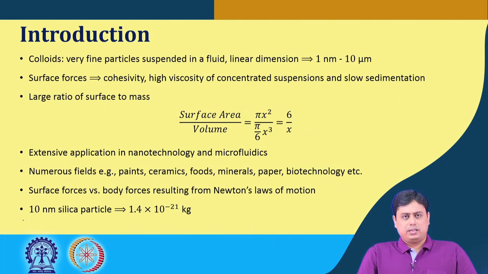Now colloids are typically very fine particles that are suspended in a fluid and have one or more linear dimensions of around 1 nanometer to 10 micron, or even lesser than that. So we can understand the magnitude of the linear dimension we are talking about. Now we have come down to the nanometer range. These fine particles we will use interchangeably here as fine particles, and when these are suspended in liquid they are the colloids.